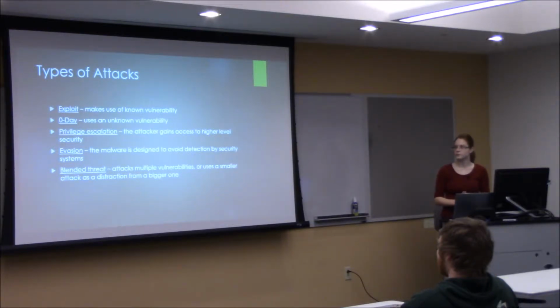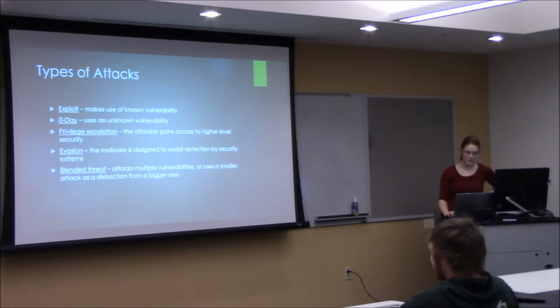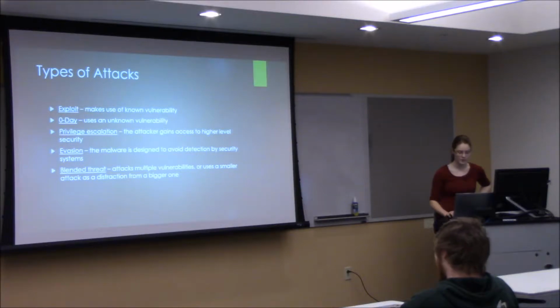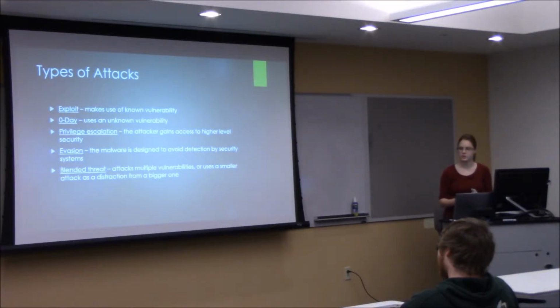Not all of them will do that, as in the next example, which is the blended threat, which is when malware attacks multiple vulnerabilities or uses a smaller attack as a distraction from a bigger one. So an attacker can use a smaller attack which will be noticed, so they won't use evasion for the first one. The person's attention will be drawn to the smaller threat, while a bigger threat is going on underneath and will be overlooked.